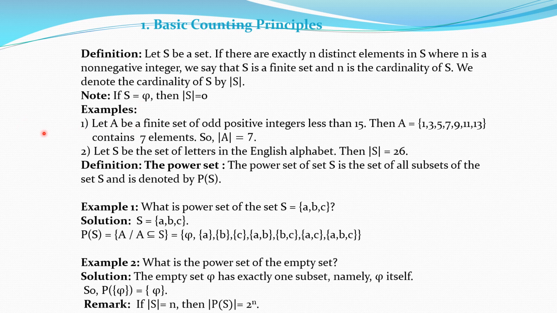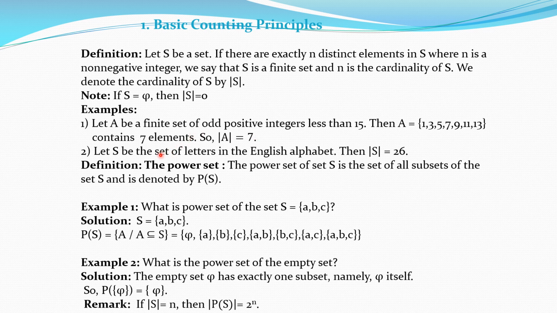Now, see some examples. Let A be a finite set of odd positive integers less than 15. See what are the members of A. So, odd positive integers are the numbers which are not divisible by 2. So it contains 1, 3, 5, 7, 9, 11, 13. Now count the number of elements in A. They are 7 in number. So cardinality of A is equal to 7. Here we have not taken 15 because we are considering odd integers less than 15. So 15 will not be there in A.